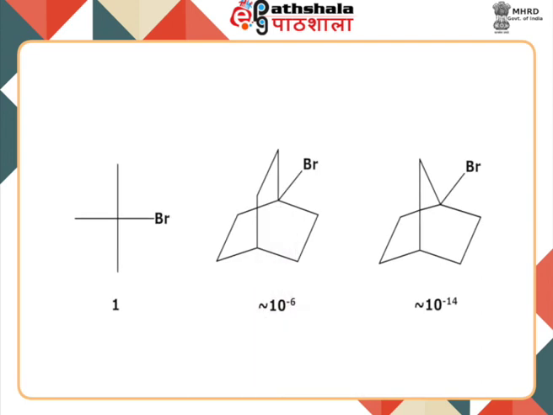The effect of structure on relative reactivity is quite evident when the leaving group such as halogen is placed at the bridgehead of a bicyclic system. The experimentally observed rates of solvolysis for the substrates in 80% aqueous ethanol are as follows. The rate of hydrolysis for tertiary butyl bromide is 1. For the other substrate, it is 10 to the power minus 6, and for the norbornyl bromide, it is 10 to the power minus 14.